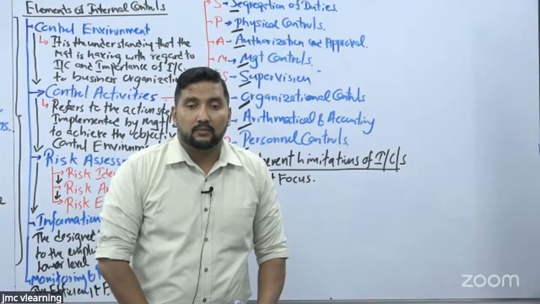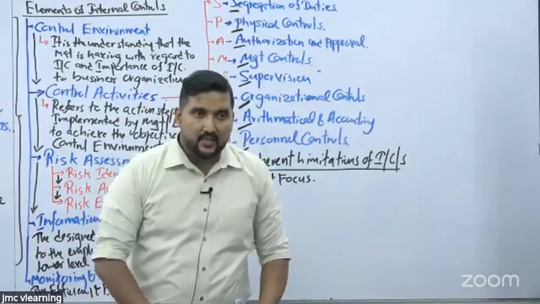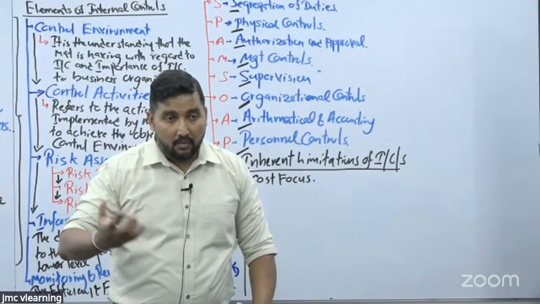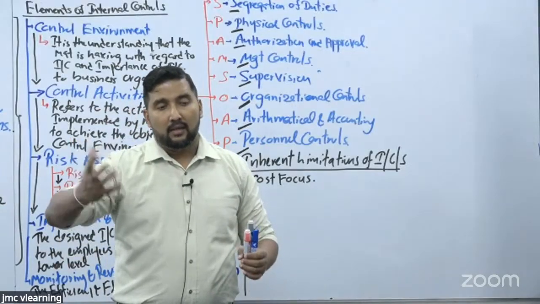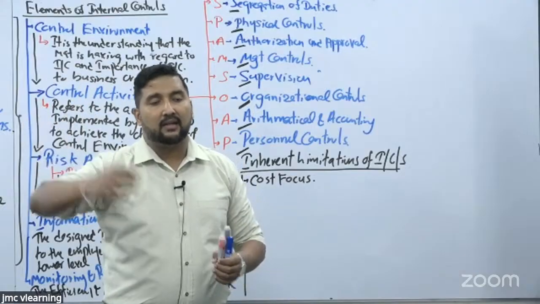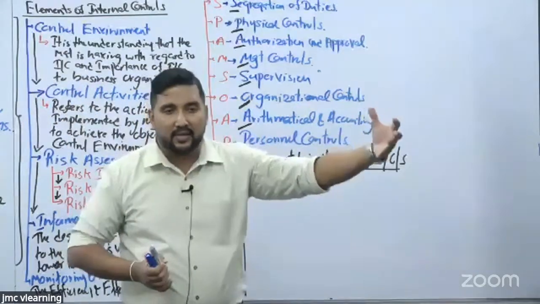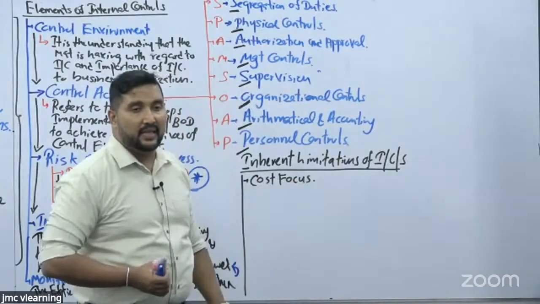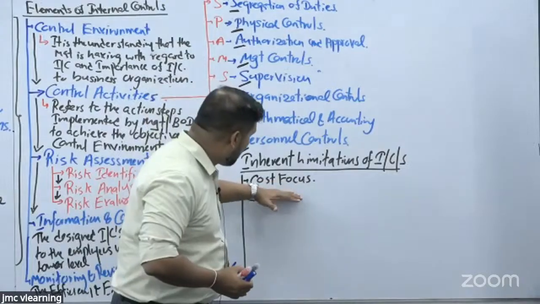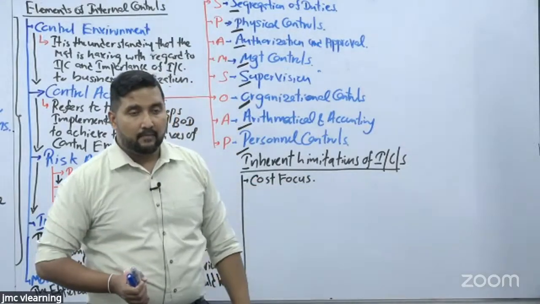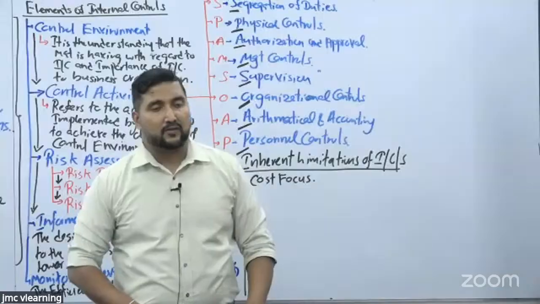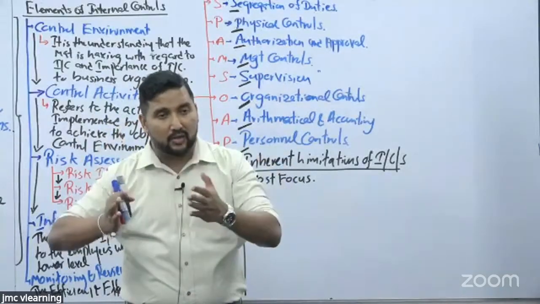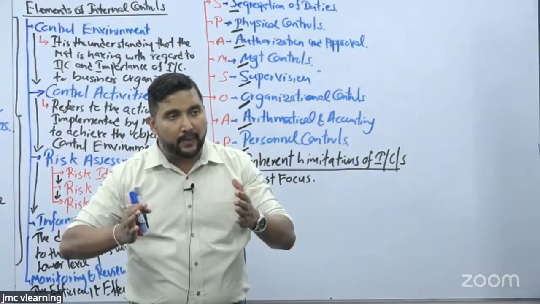Yes or no? Yes, you are comparing, because the end objective of the organization is to make profit. But if you compare the cost you incurred for internal control with the monetary benefit you are receiving, it is considered an inherent limitation. That is what you refer to as cost focus. Whatever cost you incur for internal controls should not be compared with the monetary benefit.